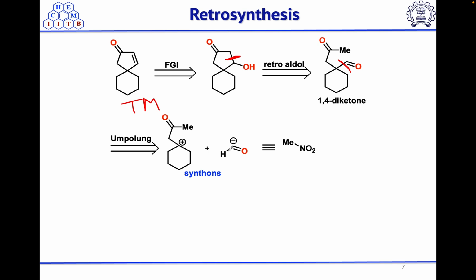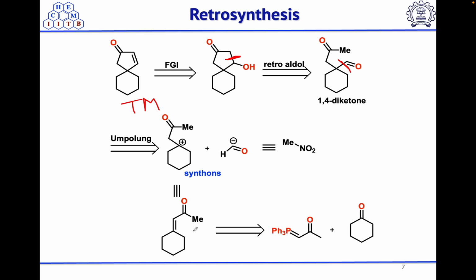With nitromethane we can do the Nef reaction, and we can easily convert this methyl to an aldehyde, right? That is fantastic. And for this acceptor synthon, as I told you, this will be the corresponding alpha beta unsaturated carbonyl compound, right? And this we can get from, if you can see this is an olefin, so we can think about a Wittig reaction, between the cyclohexanone and this Wittig ylide.